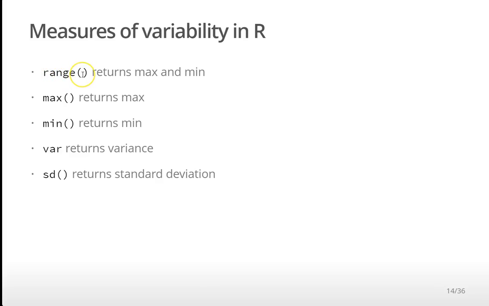The range function represents the range and returns the minimum and maximum of data. Then we have max, which returns the maximum of data. The function min returns the minimum, and we have the variance, which returns the variance, and SD returns the standard deviation.